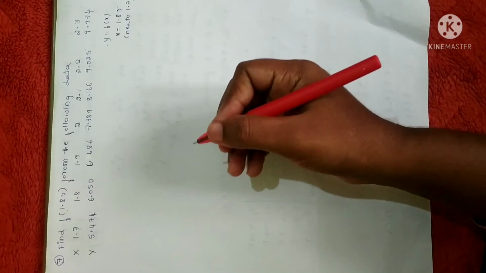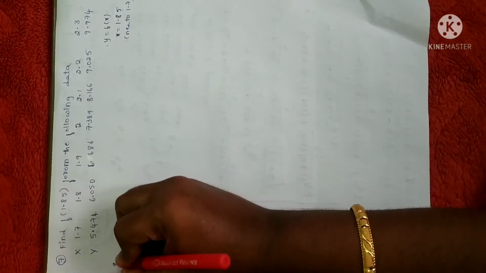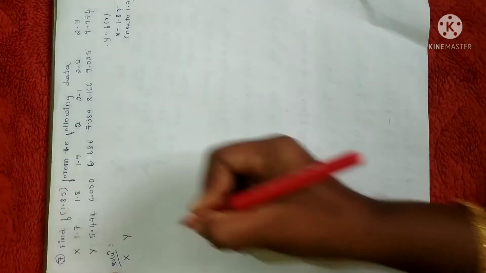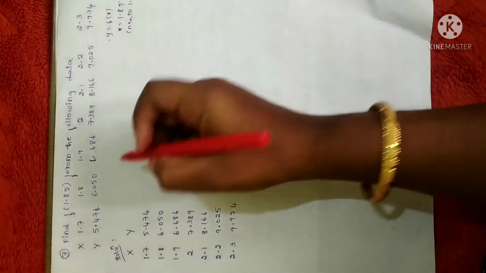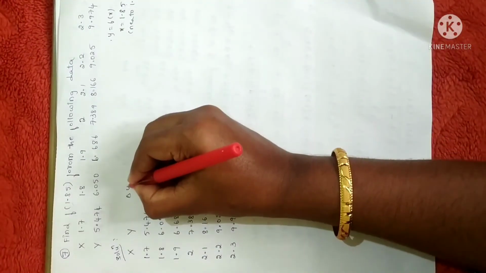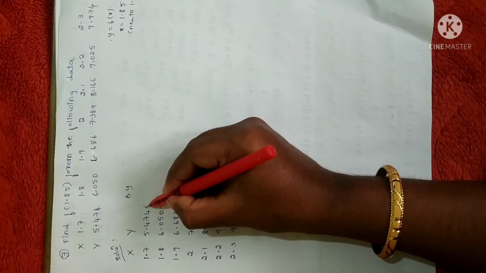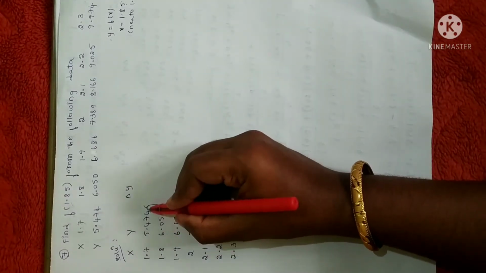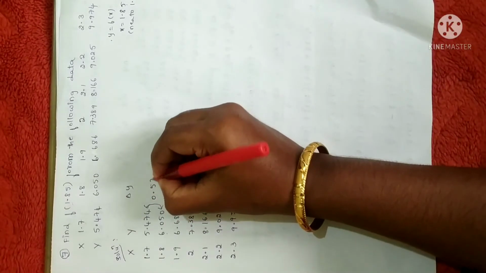For that we need to construct the forward difference table. So let me construct the forward difference table. For that, let me make a list of x and y values. So I have listed all the x values and y values given in the problem as it is. Now let me calculate the first difference, forward difference, that is delta y. Subtract these two values, 6.050 minus 5.474. It will give you 0.576.